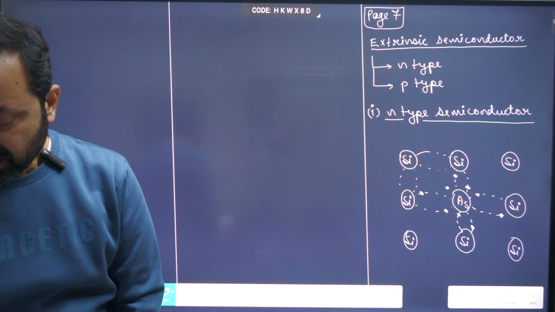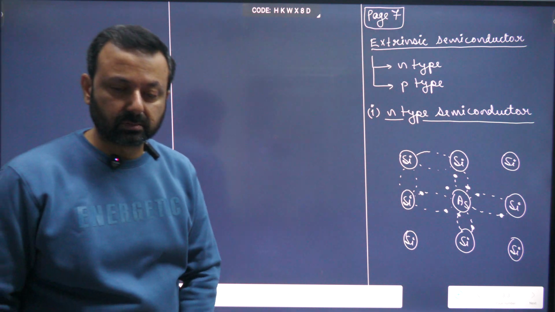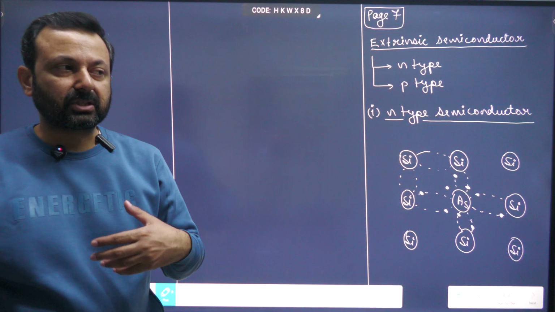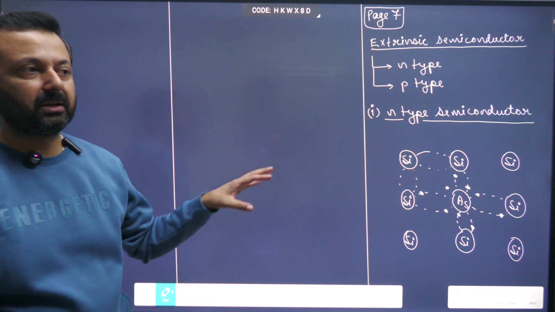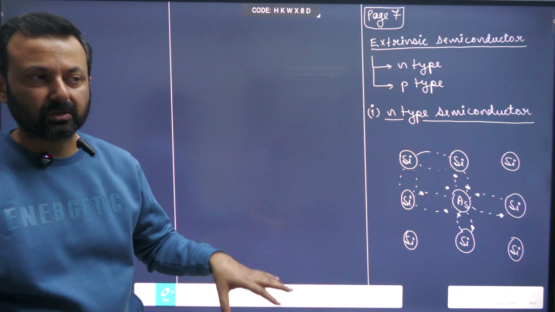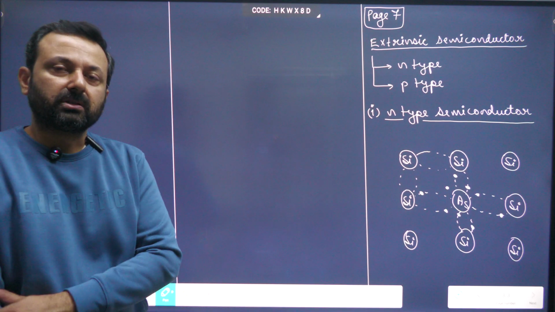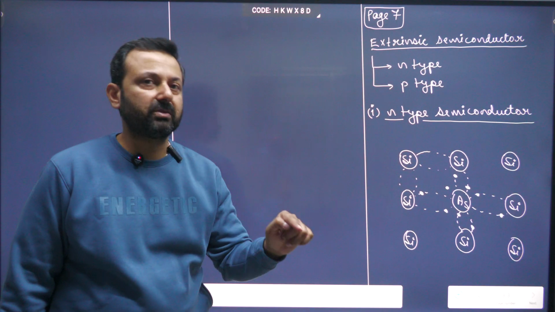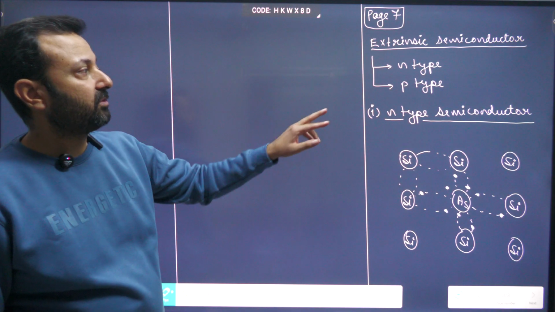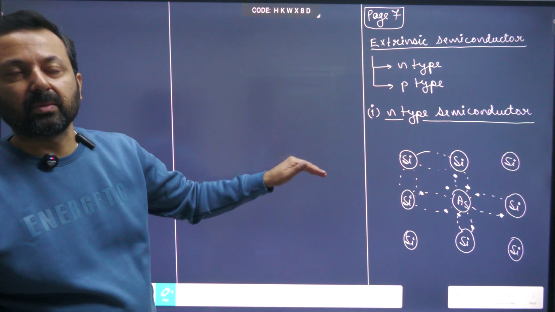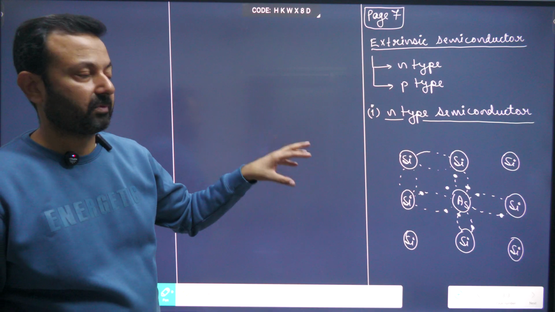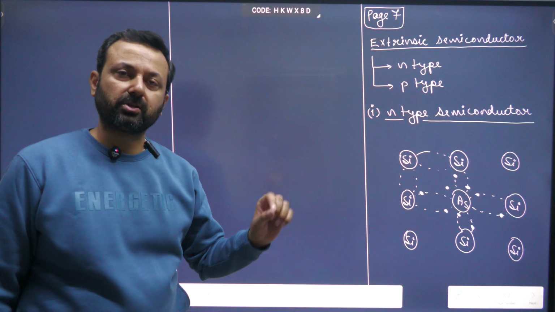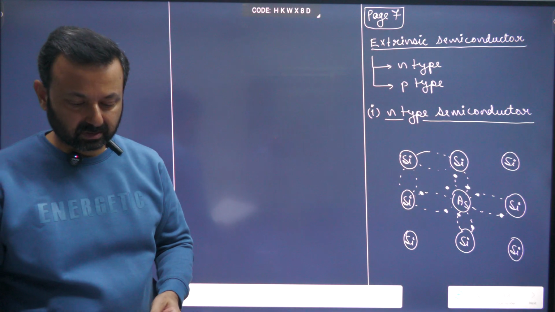Okay, so now, because some extra electrons are being added to the crystal structure of silicon, it means some extra negative charge is being added. Negative means n-type semiconductor. That's why, when we add pentavalent impurities, this type of semiconductor is known as n-type semiconductor. Is this clear to you?